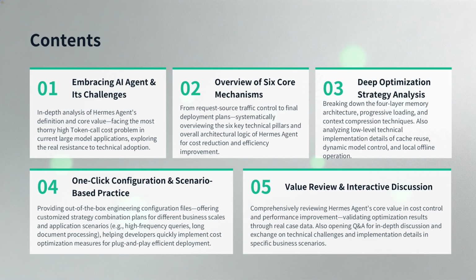This sharing is divided into 5 parts. First, we'll introduce what Hermes Agent is and the cost challenges it faces. Next, we'll overview its 6 core optimization mechanisms. Then, we'll deeply explain each mechanism's principles and implementation. After that, we'll provide a practical guide including one-click configuration and scenario strategies. Finally, summary and Q&A.